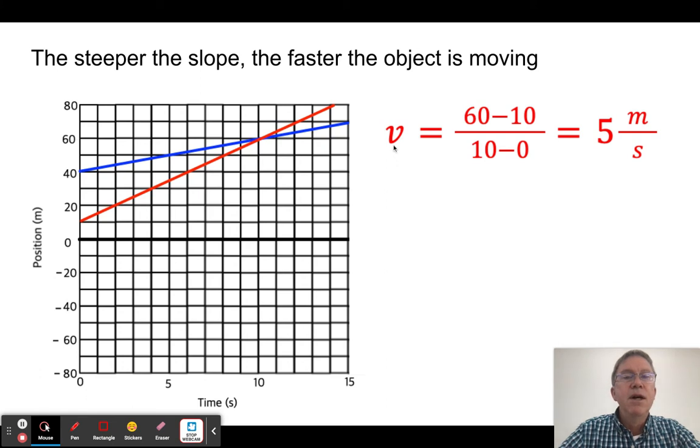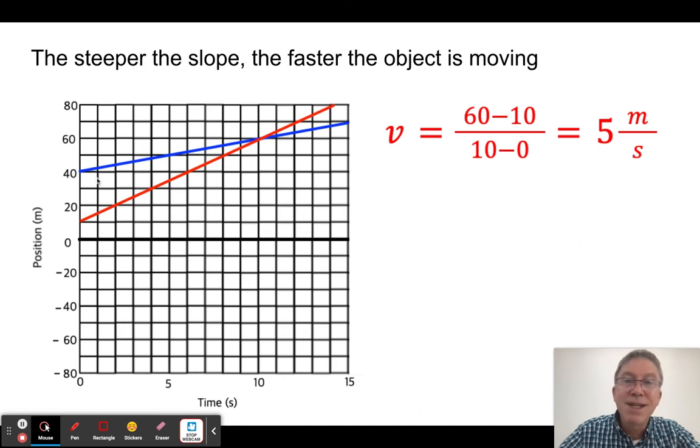All right, so in this case, if I calculate the velocity of this one here, I'll use this one here. I'll say 60 minus 10. That's the change in position. That's 50. And the change in time would be 10 minus 0, so it's moving 5 meters per second.